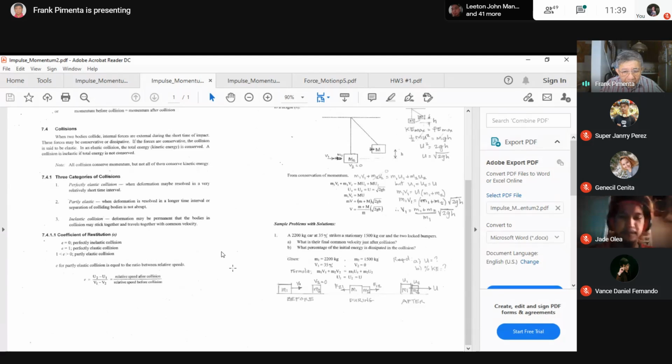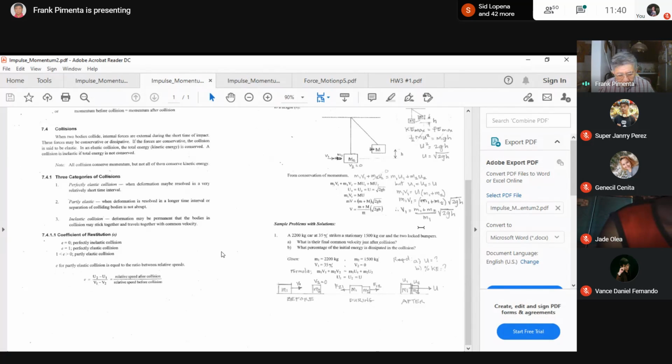Okay, we'll go to the example. Makinig na how to apply the conservation of momentum. A 2,200 kilogram car at 35 meters per second strikes a stationary 1,500 kilogram car and the two lock bumpers. What is the final common velocity just after the collision? What percentage of the initial energy is dissipated in the collision?